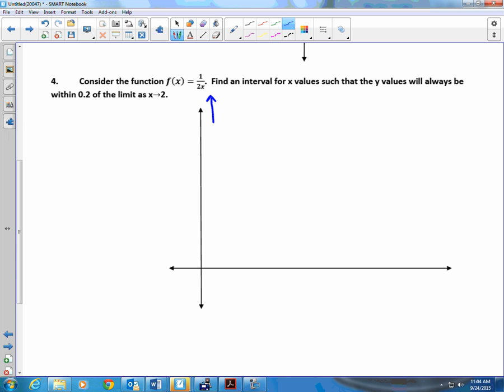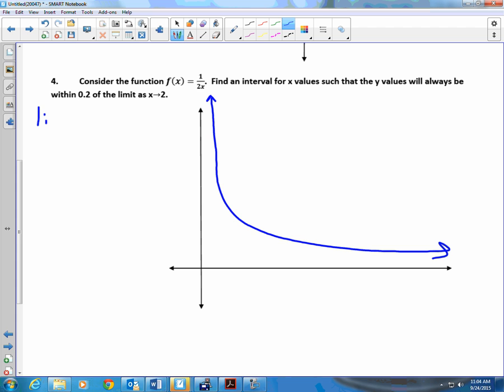The graph of 1 over 2x looks like this. Something about like that anyway. It says to consider the function f of x is 1 over 2x. Find an interval for x values such that the y values will always be within 0.2 of the limit as x goes to 2. So this is difficult to figure out what they're asking for. Here's how you should always draw these problems into understanding.